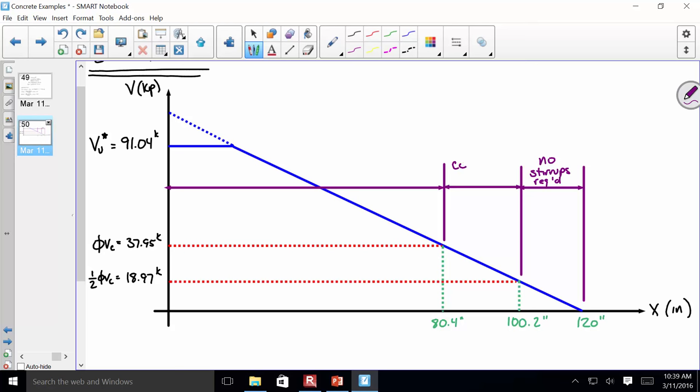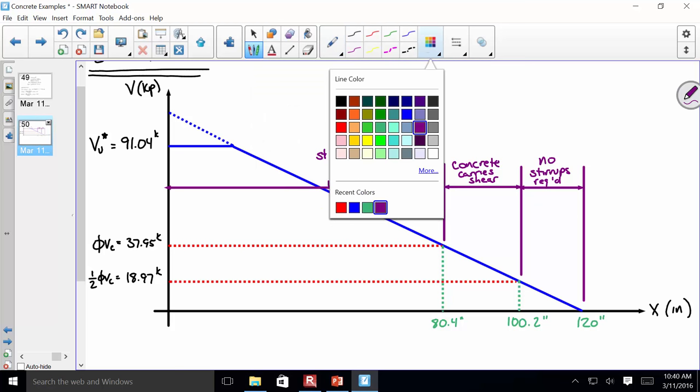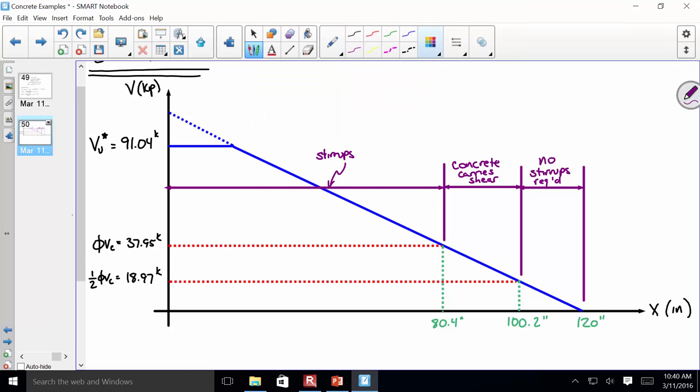Here, I'll put concrete carries shear. And here, stirrups, got ahead of myself. Stirrups needed. So my grand point for drawing this shear diagram out is that we have to have stirrups in this beam when it's all said and done from x equals 0 to x equals 100.2 inches. And for the last 20 inches of our span, we'll be able to get by with just using the maximum spacing because we really don't need stirrups from a capacity standpoint. We just have to place the maximum in order to satisfy requirements.